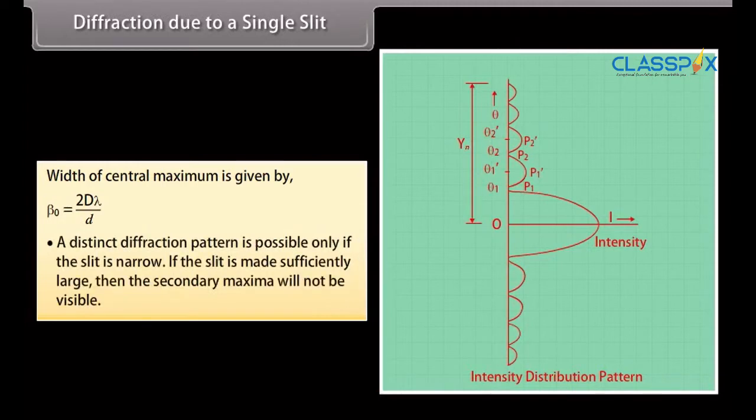A distinct diffraction pattern is possible only if the slit is narrow. If the slit is made sufficiently large, then the secondary maxima will not be visible.